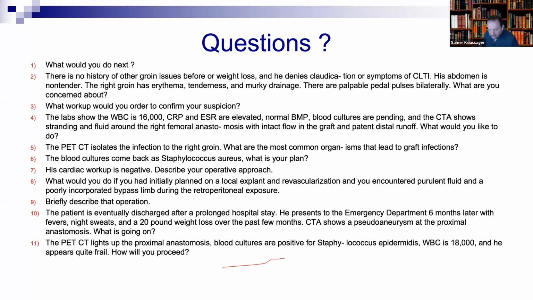First, you don't say conservative. There's no place for conservative. This can rupture and the patient can die. This is the proximal anastomosis. It's very high pressure, so it has to be treated. If you tell him conservative, he will fail you, because conservative management in this situation could be fatal. So it has a pseudoaneurysm at the proximal anastomosis, PET scan is positive, blood culture is positive. We have an infected pseudoaneurysm. It has to come out.